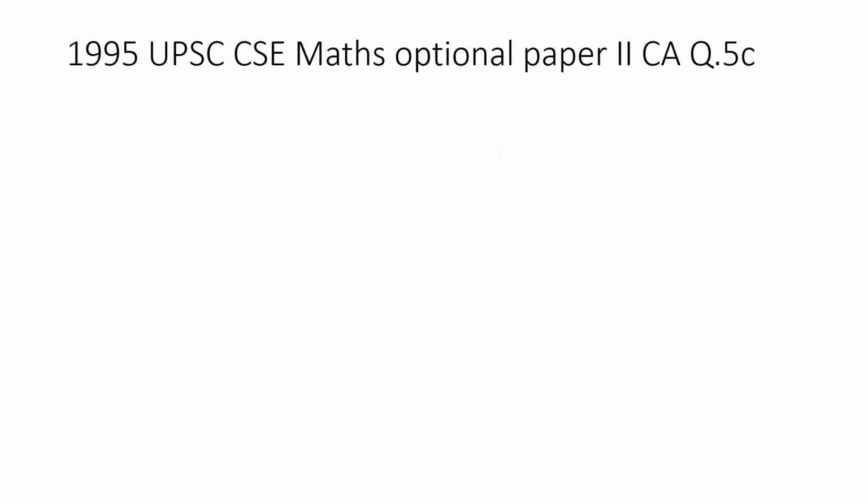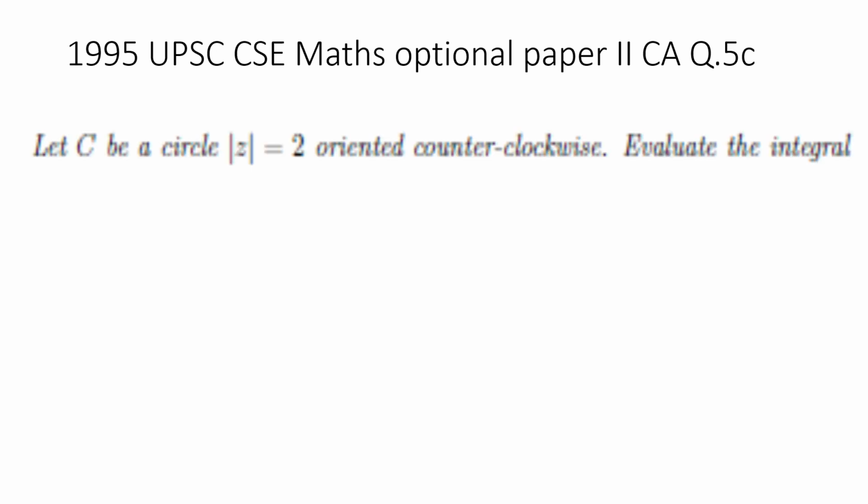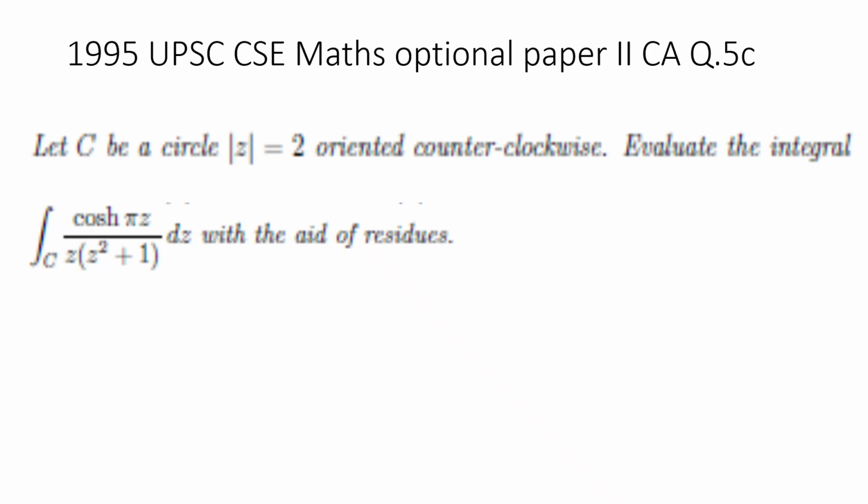In this video, question 5C of 1995 UPSC CSC Maths Optional Paper 2. Here the question is: let C be the circle |z| = 2 oriented counterclockwise. Evaluate the integral over C of cosh(πz) upon z(z² + 1) dz with the aid of residues. So we know the formula of residues for finding the integral, that is equal to 2πi into the sum of the residues at the poles inside this contour, which is |z| = 2.